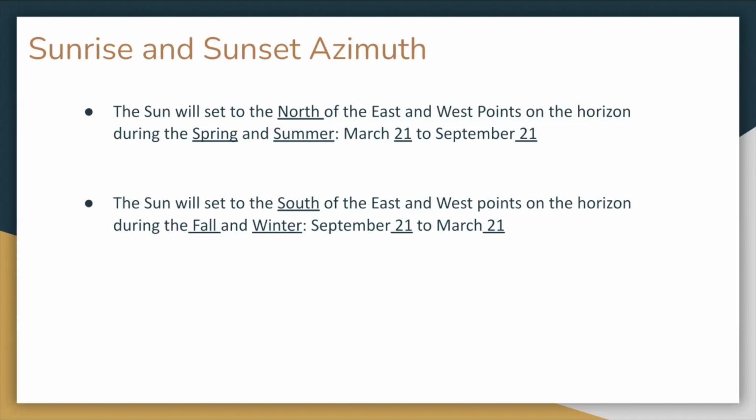So every other part of the year, the sun is either going to be setting slightly to the north or slightly south of east and west. But on the equinoxes, the sun will rise directly due east and set directly due west.